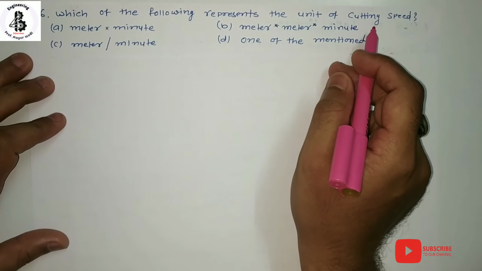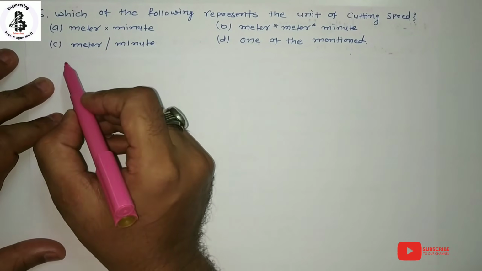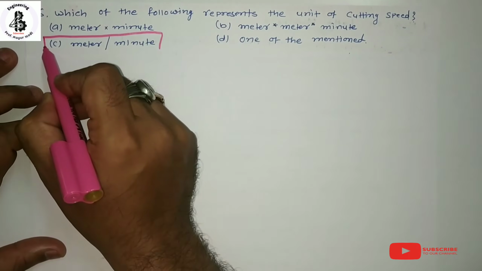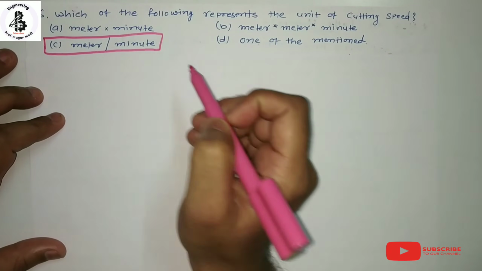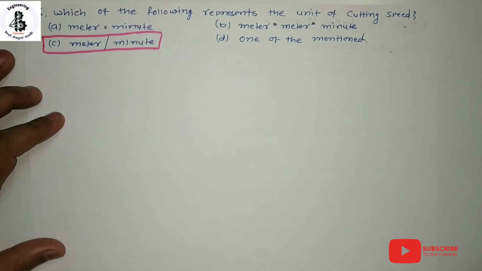So basically cutting speed is indicated in meter per minute. So from the given options, option C, meter per minute. So cutting speed is always in meter per minute. Then discussing the next question.